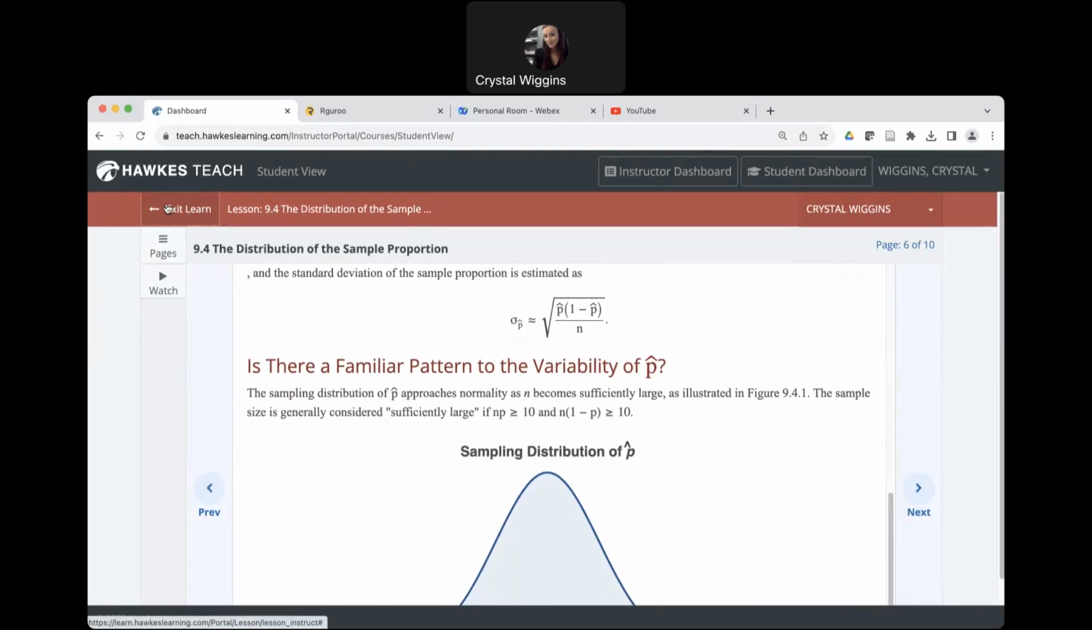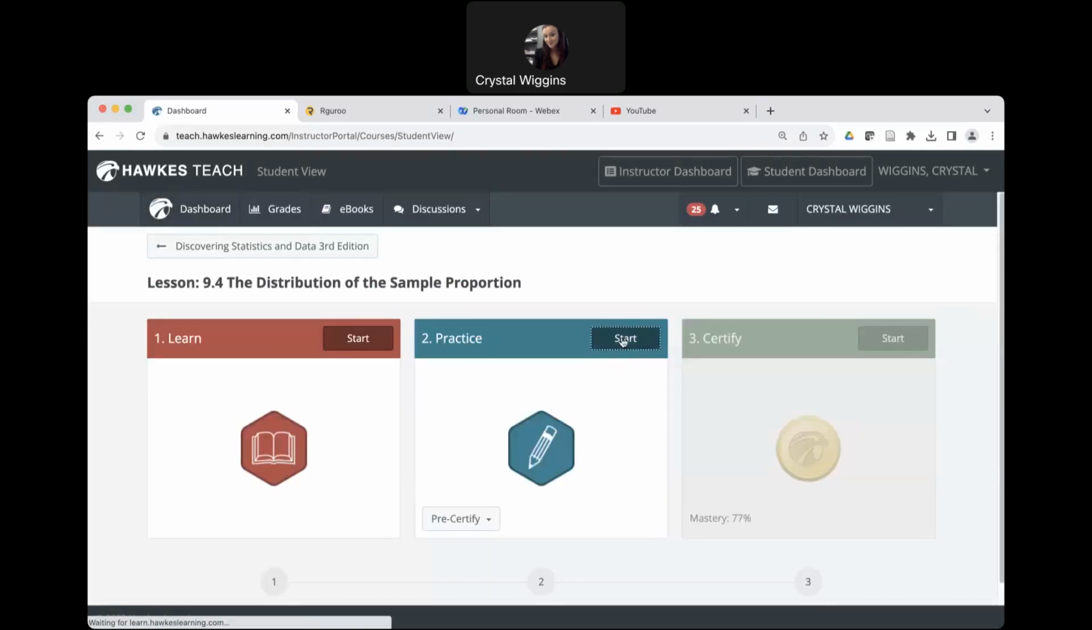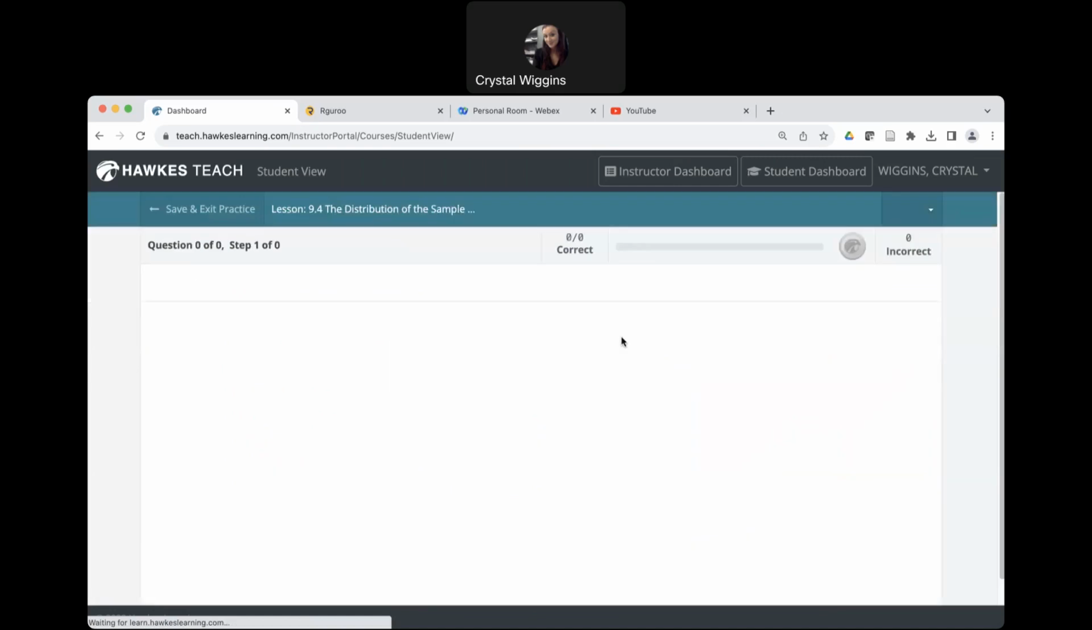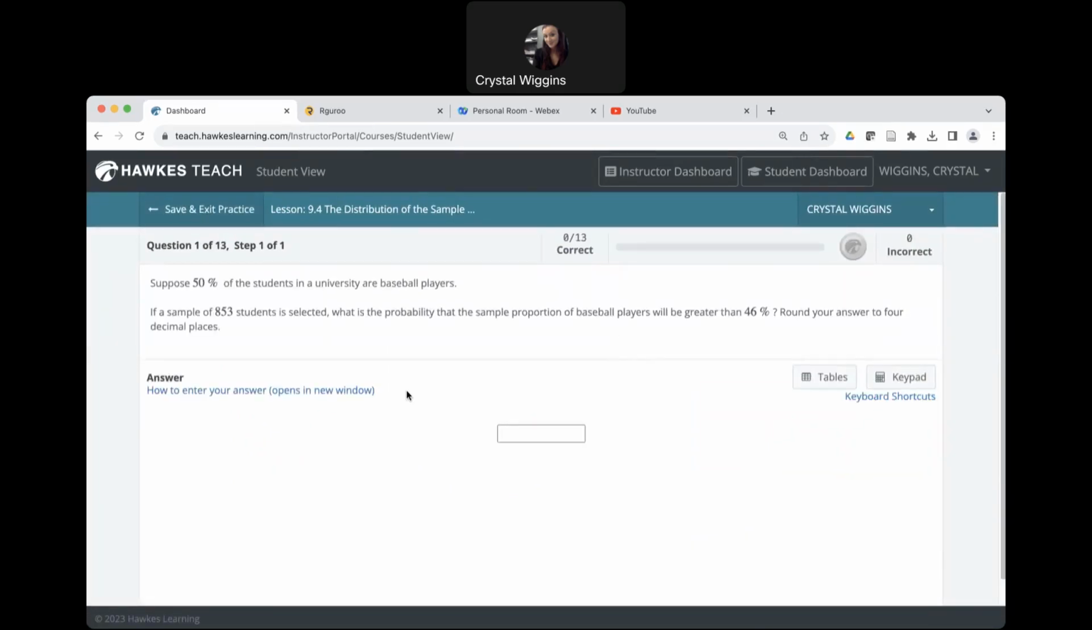Okay, so let me get out of the learn mode and let's enter into the practice mode and let's take a look at some examples and do them together. So suppose we have 50% of the students in a university are baseball players. If a sample of 853 students is selected, what is the probability that a sample proportion of baseball players will be greater than 46%?